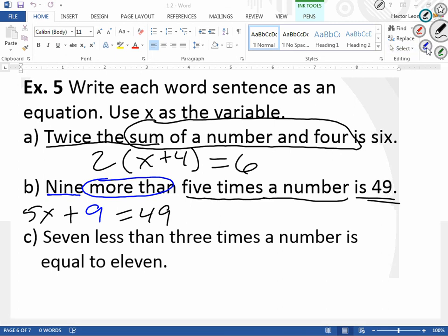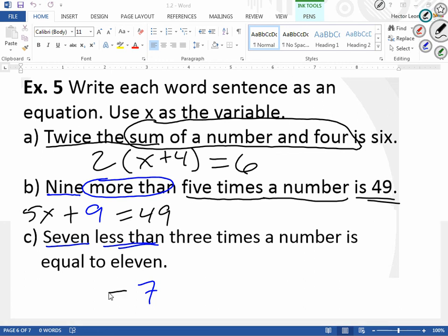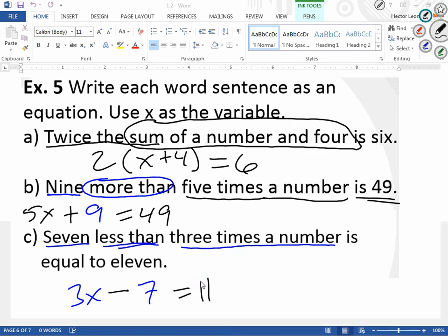Now for my example C, 7. So I'm going to write my number 7. Less than. Once again, we see the word than. This does not start with an is, so it's not an inequality. Less means minus, but because of the word than, I'm going to put the minus before the 7. Then after that, we see the phrase 3 times a number. So let me write down 3x is equal to 11. Right, the last part is equal to 11.